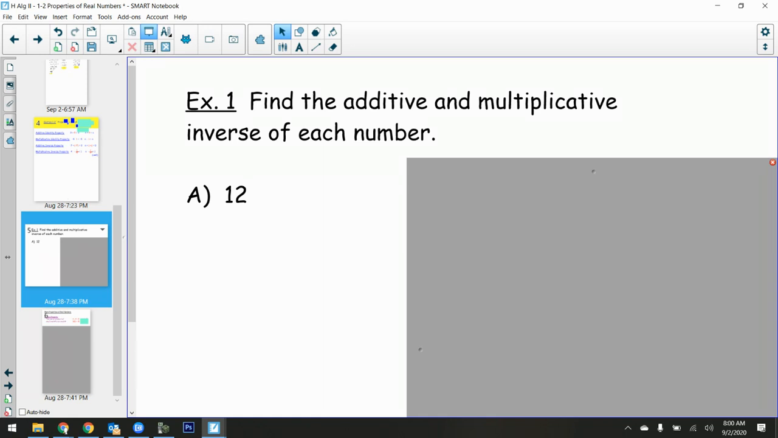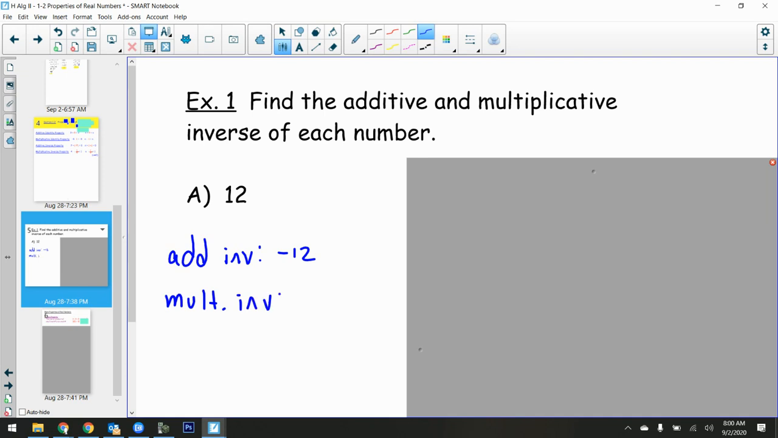Negative 12. Additive inverse would be negative 12. The multiplicative inverse, therefore, would be what? What would that be? 1/12. Please don't say negative 1/12. If you say negative 1/12, you're kind of doing them both at the same time. You're thinking about that whole opposite reciprocal thing. It's not opposite reciprocal, it is just reciprocal for multiplicative inverse.